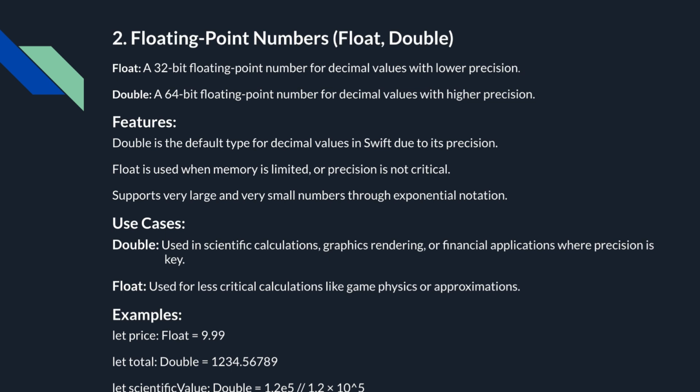Double, a 64-bit floating point number. Offers higher precision, accurate up to 15 to 16 decimal digits. Ideal for complex calculations where accuracy is crucial, like financial or scientific computations. When to use? Swift uses double by default because of its precision. Use float when memory efficiency is more important than precision.